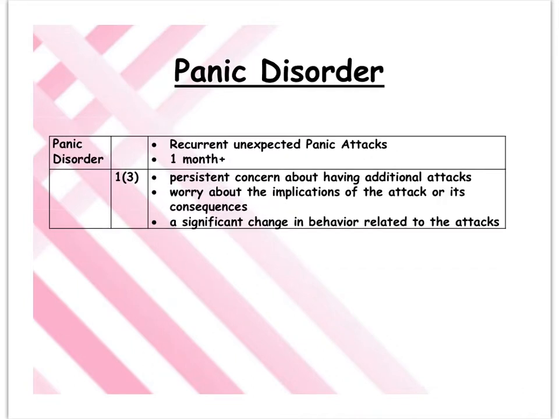Now for panic disorders, there's nothing marked here, so you need both of these things: recurrent unexpected panic attacks, and it has to have been for 1 month or more. It leads to persistent concern about having additional attacks. So you'll need 1 out of 3 of these symptoms for the rest of the diagnosis: that persistent concern about having additional attacks, worry about the implications of the attack or its consequences, and a significant change in behavior related to the attacks, often avoidance behavior.